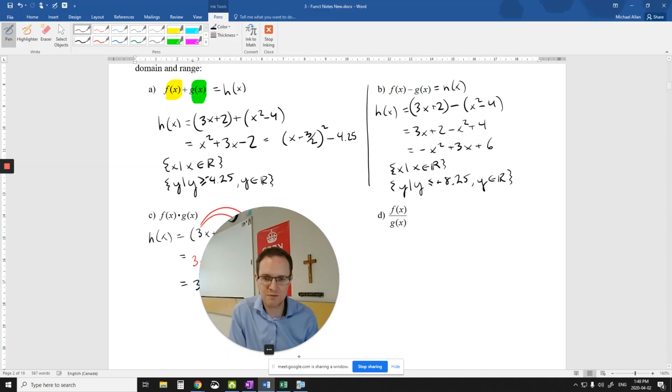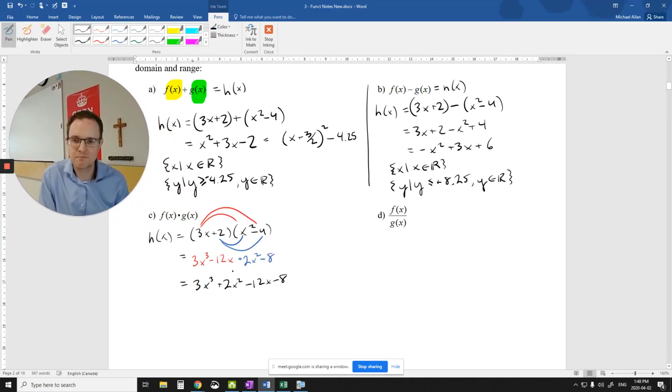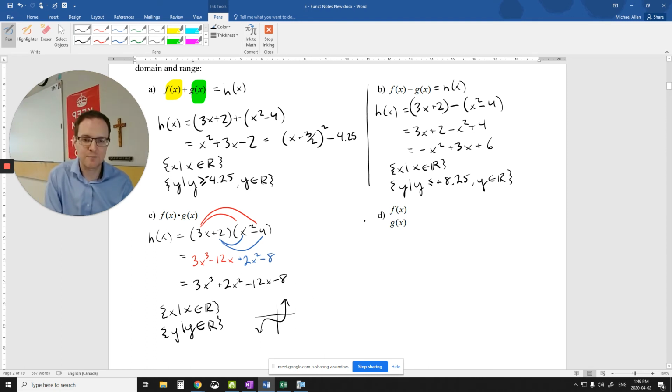Usually when you multiply, add, or subtract, you don't introduce any holes. So whatever you had before is our domain and range. So this is a pretty cubic graph here. So x is an element of the reals, and y is an element of the reals. Leading coefficient is positive, it's cubic, so we're going to have this shape. So I'm going to go up forever, down forever, and side to side forever.